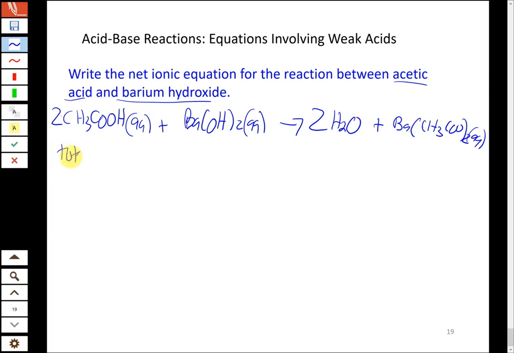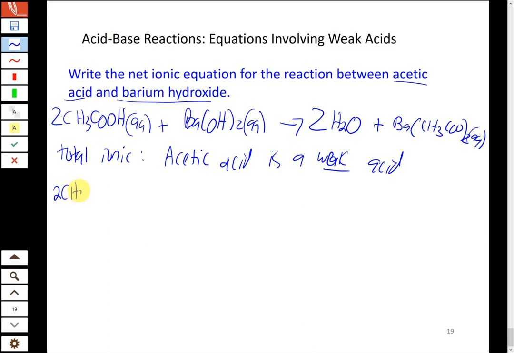So if we write out the total ionic first, we have to recognize that acetic acid is a weak acid. And when you write out an ionic equation for a weak acid, we have to remember that for a weak acid, most of the molecules do not dissociate into ions. In a weak acid, they mostly stay together. So when we write that as an ionic equation, we don't separate CH3COOH because it's a weak acid. So that's going to stay as CH3COOH aqueous. Again, only a small number of these will actually separate into ions. Most of them stay together, so that's how we write it.